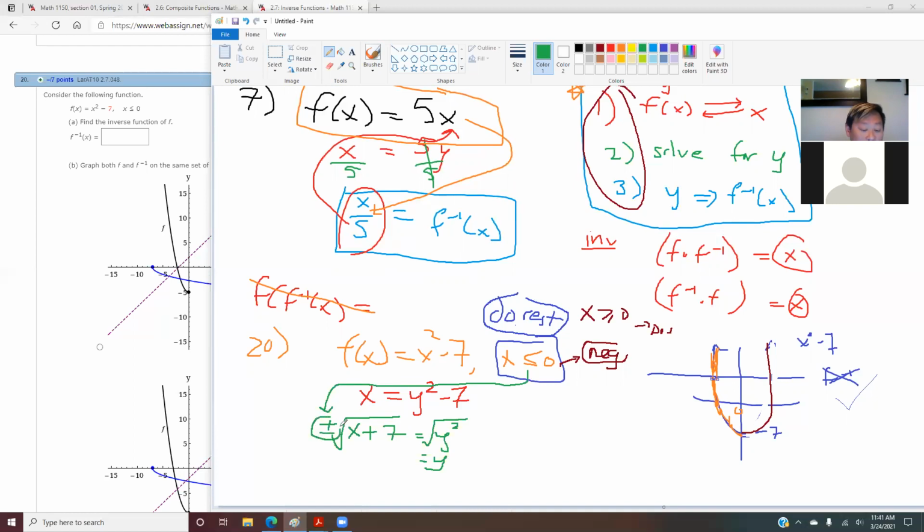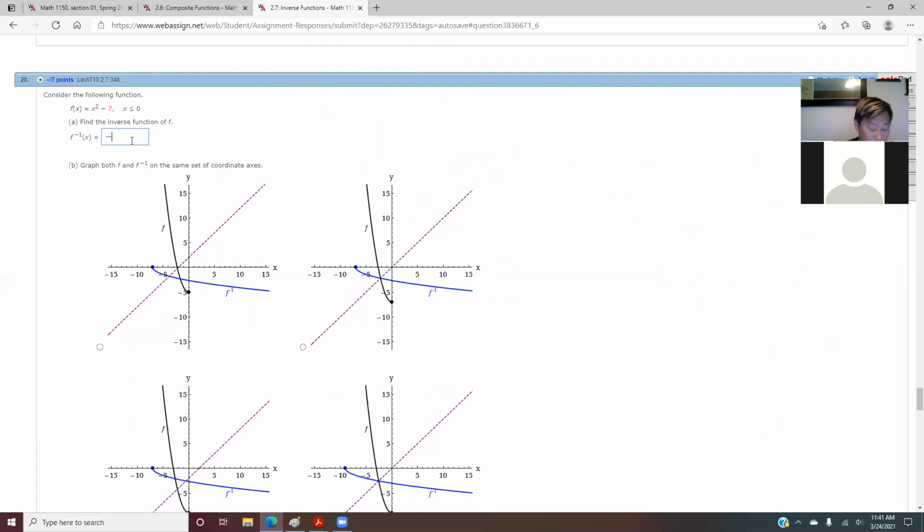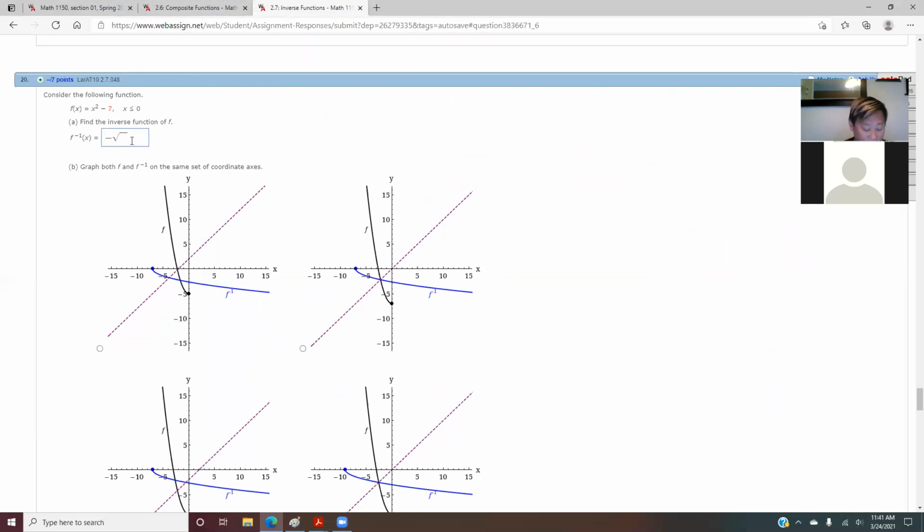What sign do we use? So what sign should we use here, plus or minus? Minus. Yep. The reason why you use minus is because your domain restriction is taking negative. So we put minus. And then the third step is you just need to replace your y to become the inverse of x. So what is your answer in this case? Negative square root of x minus 7.